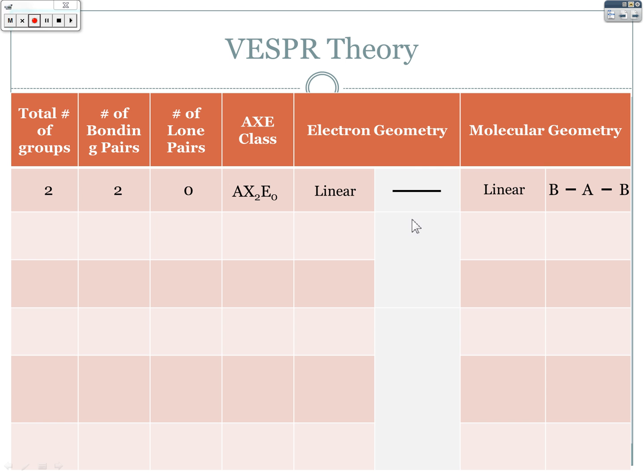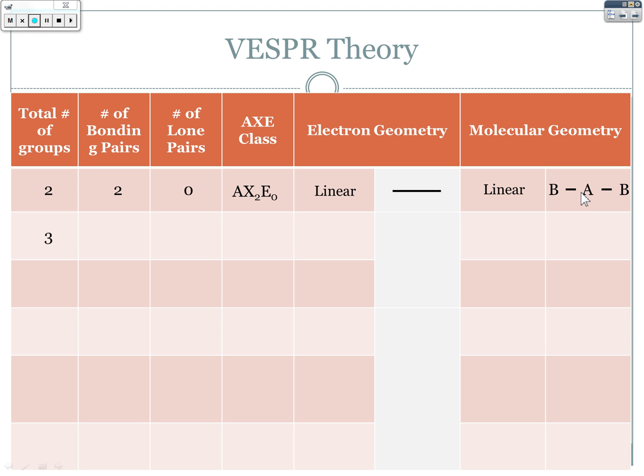So the electron geometry takes into account both the actual atoms that are bonding as well as the electrons that are there as well. They take into account electrons around that central atom. Not around these B's, but around the A. The central atom, not the exterior atoms. The electrons that we care about are only those around the central atom.